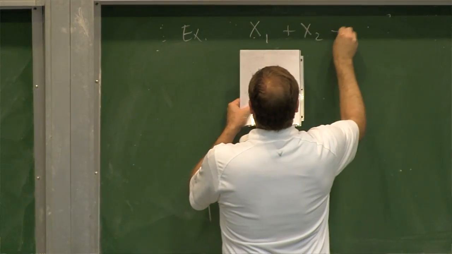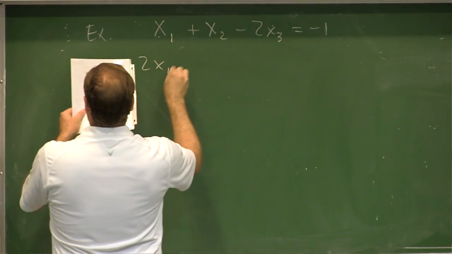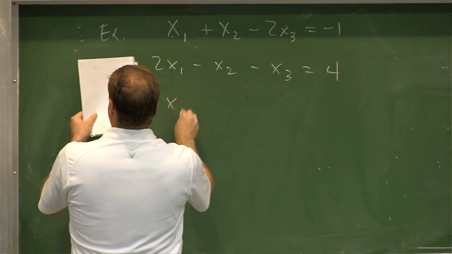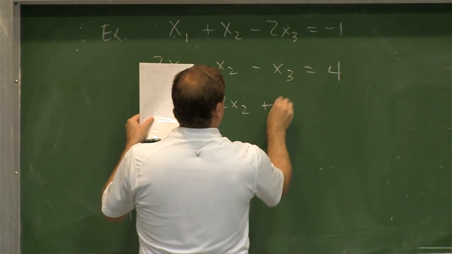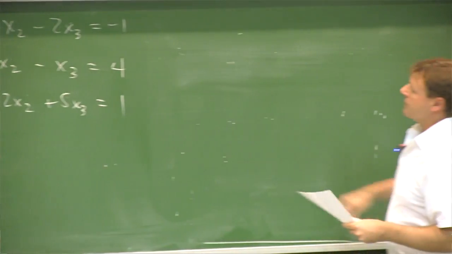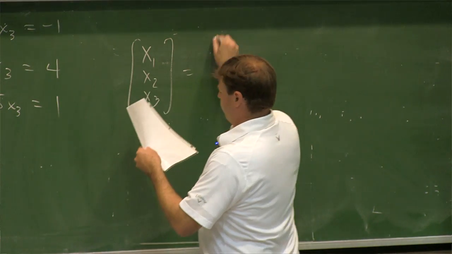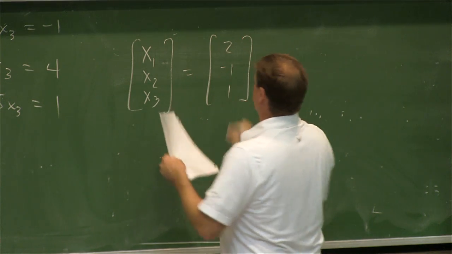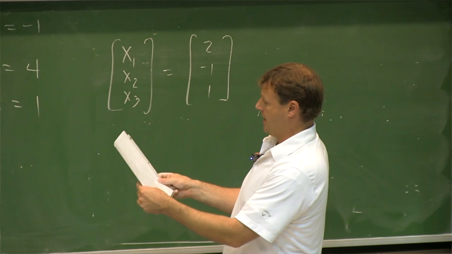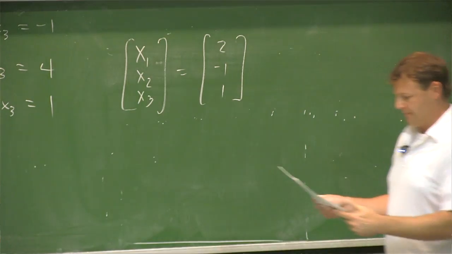x1 plus x2 minus 2x3 equals negative 1. And 2x1 minus x2 minus x3 equals 4. Minus x1 plus 2x2 plus 5x3 equals 1. And I'll give you the solution, so you can work towards it yourself. Let me make sure I copied it right so I don't get a disaster here. Okay, I'm ready to go.